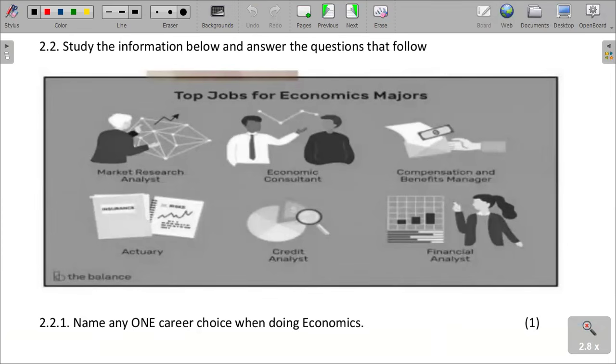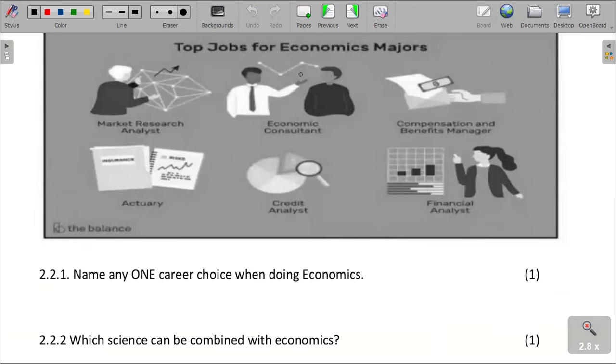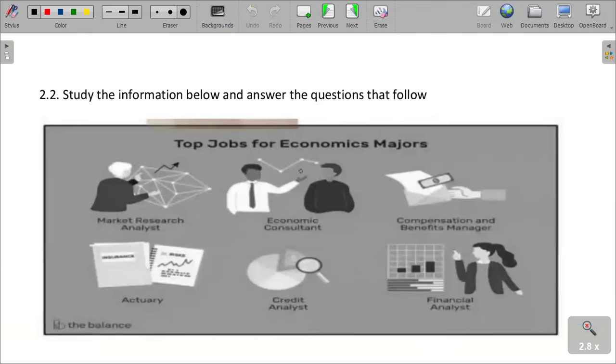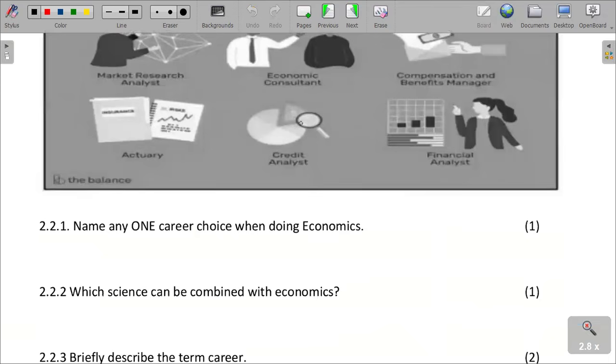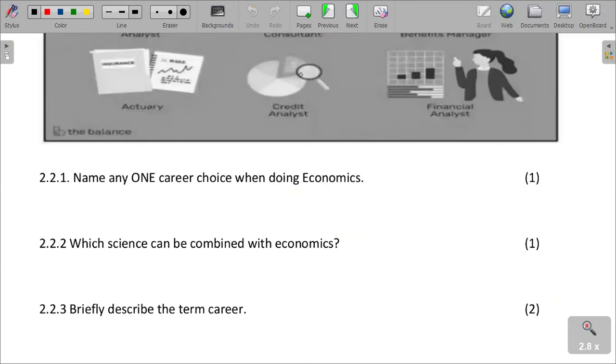We study the diagram and answer the questions that follow. 2.2.1, name one career choice when doing economics. In terms of doing economics, there are career choices that can come with it. A person can be an economist. After doing economics, people can work in finance. We can talk about finance. When somebody has done economics, you can work in finance as a financial officer.